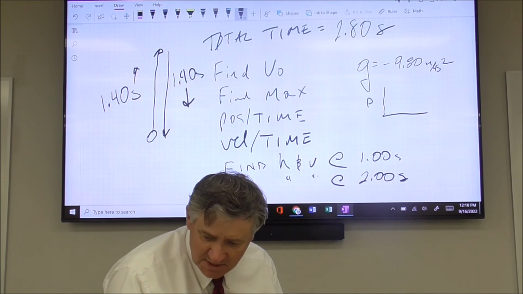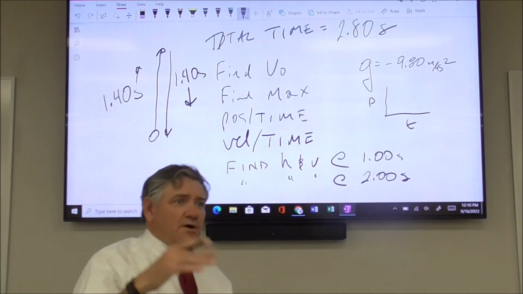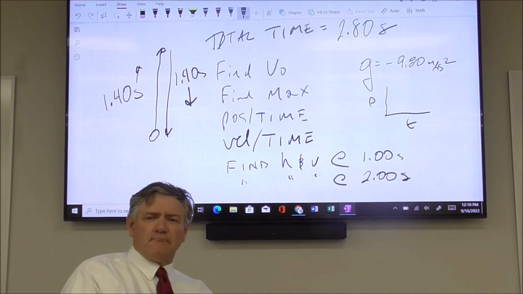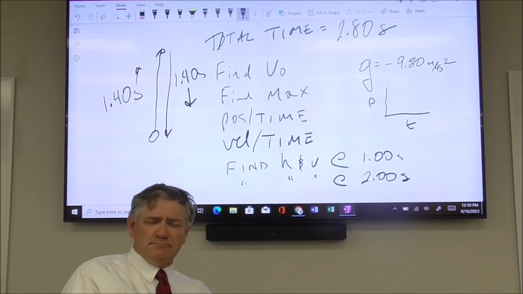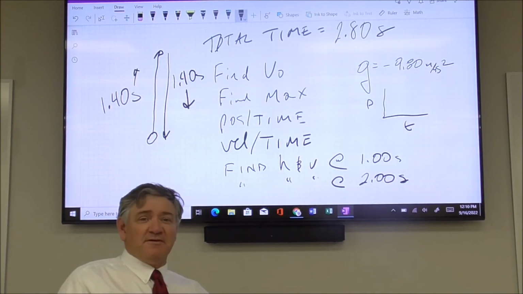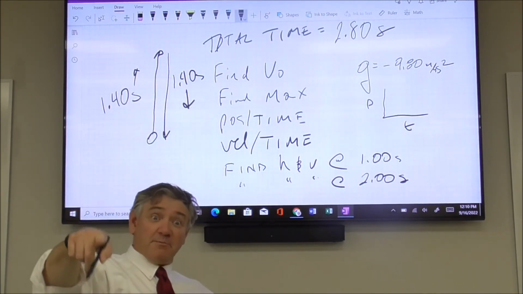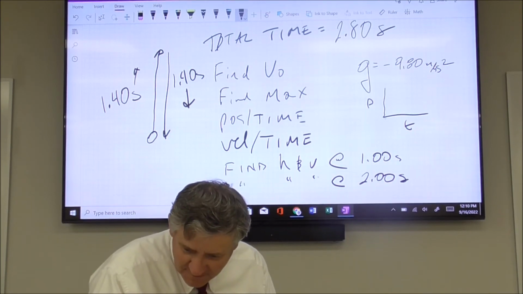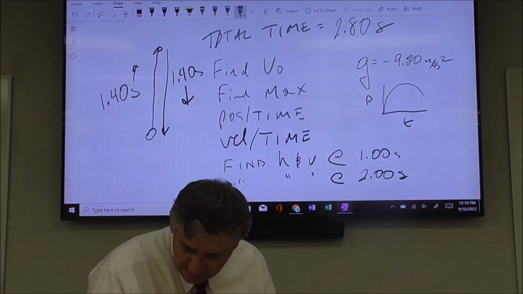Now, let's jump down to the position time graph. What's the position time graph going to look like roughly? A hill. Like a curve. How about a parabolic curve? Or a hill? Like an upside down U, even. Something like this? Yeah. Okay?